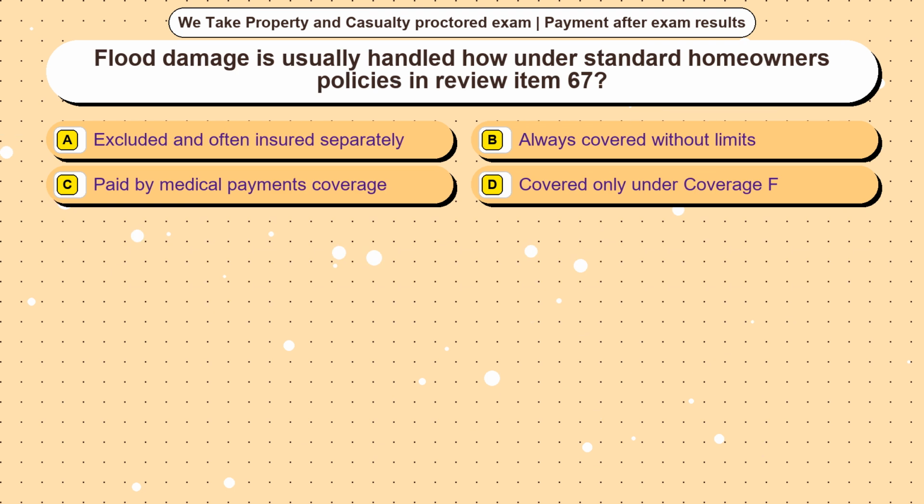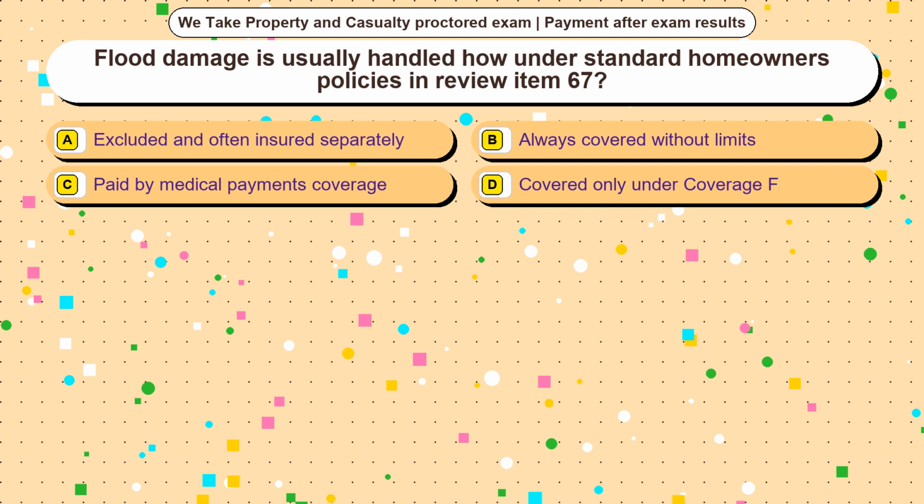Question 8. Flood damage is usually handled how under standard homeowners policies in review item 67? Option A, excluded and often insured separately. Option B, always covered without limits. Option C, paid by medical payments coverage. Option D, covered only under coverage F. The correct answer is option.